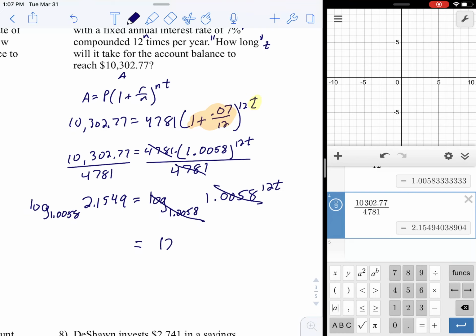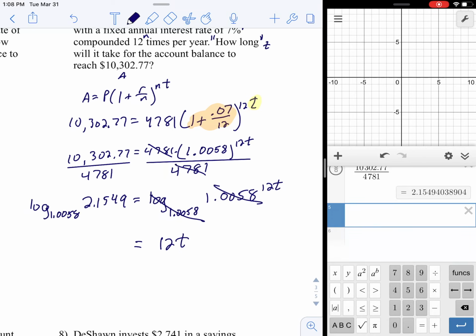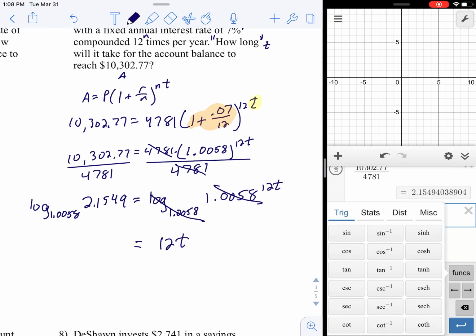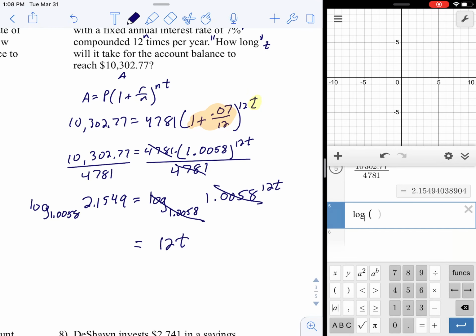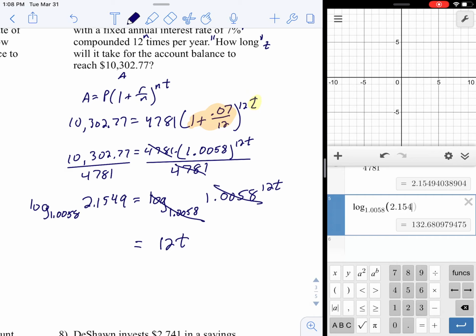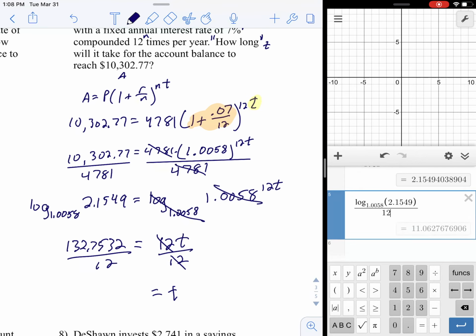So over here I have 12t, and over on the other side, this is where I want to use my calculator. So function, miscellaneous, the log a button. A is 1.0058, and then this number is 2.1549. We get 132.7532. Finally, to solve for t, you need to divide by 12. Now, I need to divide this by 12. I can just go to the previous entry and hit divide by 12.